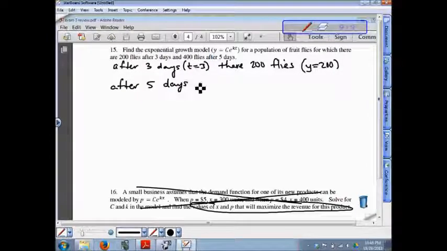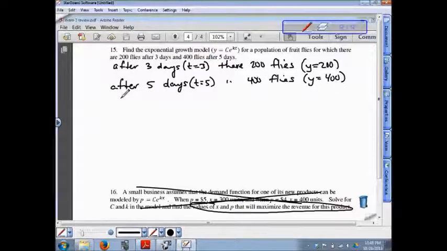We know after 5 days, and again that's a value of t equals 5, there are 400. That's a y value. Y equals 400. So we can make two separate equations from this information of this form, allowing t to equal 3 and y to equal 200.